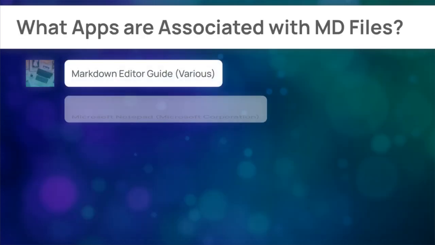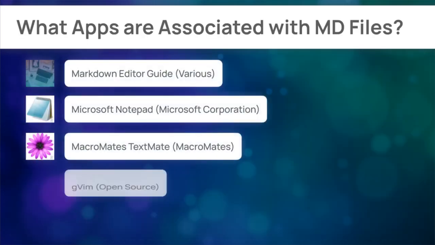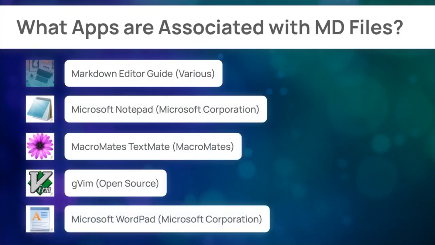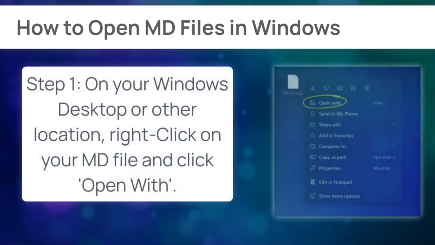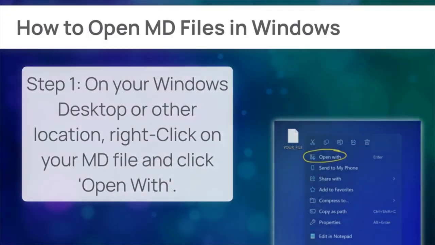For MD, start with Markdown Editor Guide to ensure the header is interpreted correctly. Native Windows tools are insufficient for viewing all the file's raw data. Windows includes built-in software that can display or modify text files easily. The first step is to check which program successfully reads the file's header.